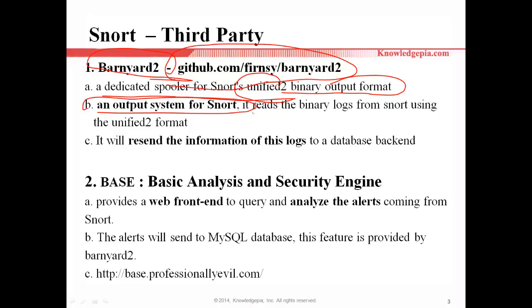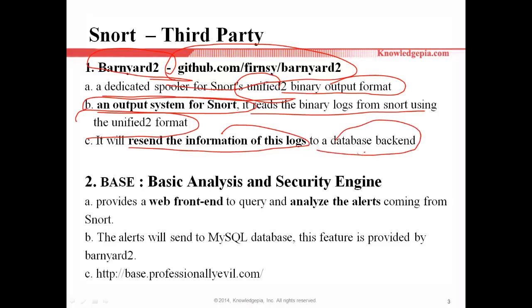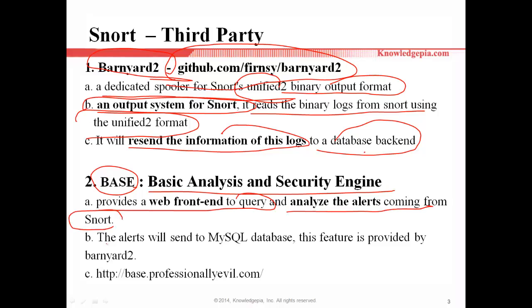Barnyard will read the binary log file from Snort using the unified2 file format, and after that resend the information of this log to a database backend like MySQL. BASE means Basic Analysis and Security Engine. It provides the web front end to query and analyze the alerts coming from Snort. The alerts from Snort are sent to the MySQL database, and normally this feature is provided by Barnyard.